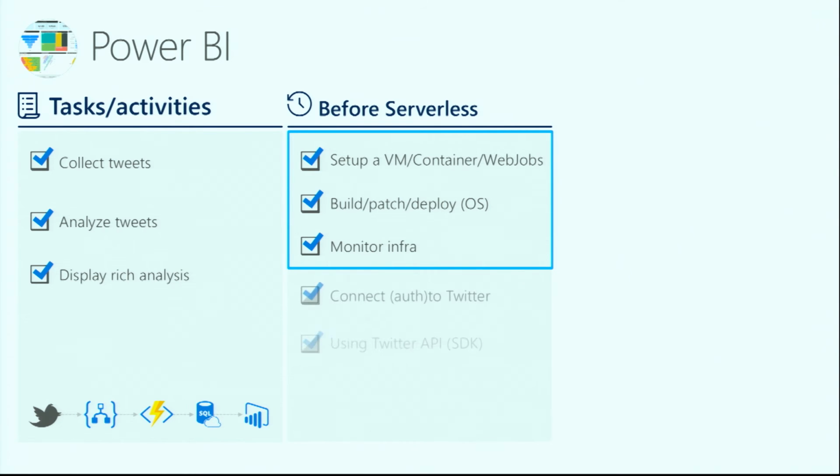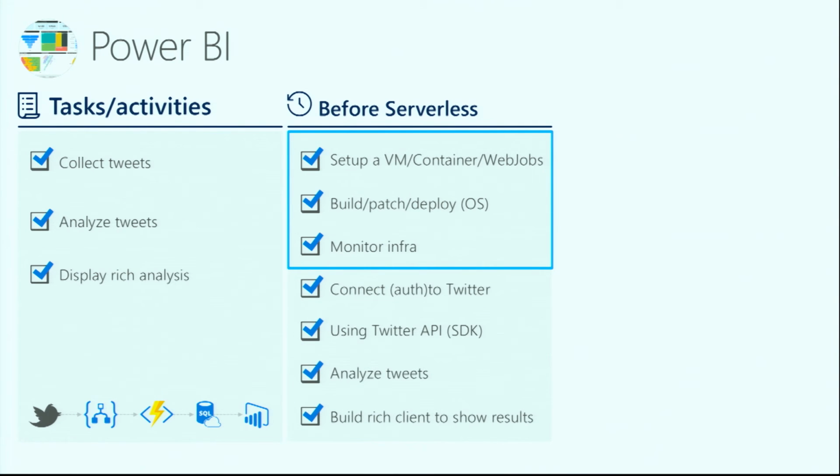You need to do all the VM, and then you do a bunch of other stuff. Hey, you need to connect to Twitter, so you need to do the auth around that. You need to work with SDK. You need to analyze the tweet. You need to build rich client to show the result, right?